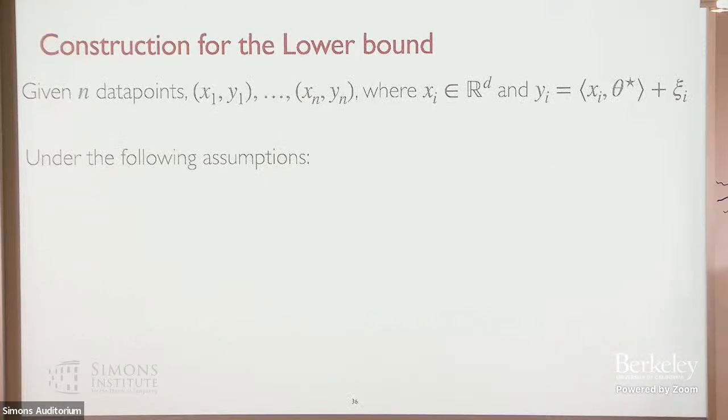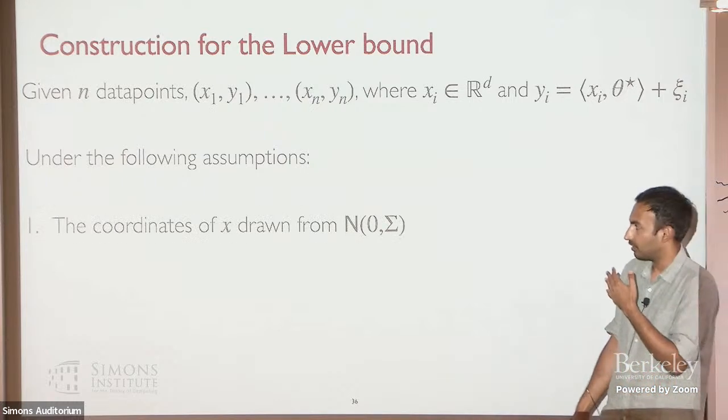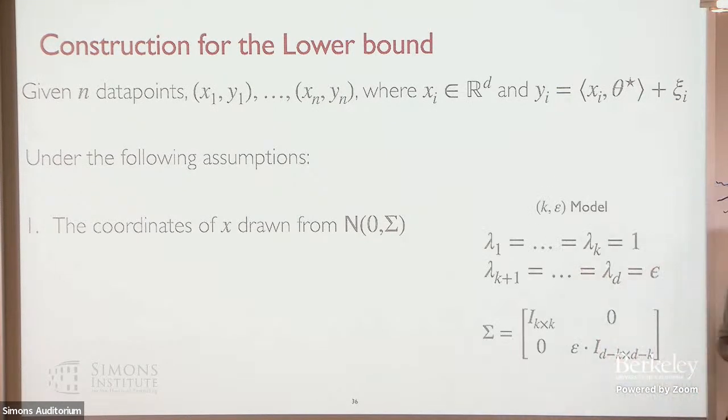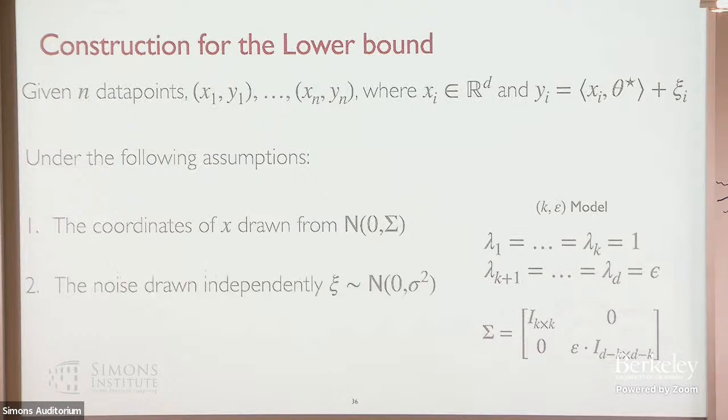How do we construct this lower bound? Say you have data points generated in this way. We assume that the covariates are drawn from a normal distribution with 0 mean and covariance sigma. Sigma has a very particular structure, which we call the K epsilon model. It's diagonal: your first K directions have variance 1, and your last D minus K directions have variance epsilon, where epsilon is smaller than 1. So it has a nice spike structure. The noise is drawn independently of the data, from a normal with 0 mean and variance sigma squared. And the true model is K sparse.